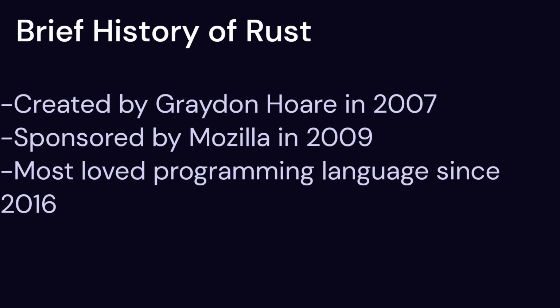Now, let's do a brief history of Rust. Rust started as a side project of Graydon Hoare in 2007, who named it after the Rust fungus. It was sponsored by Mozilla in 2009 and has been ranked the most loved programming language every year since 2016 by the Stack Overflow Developer Survey. Fans of Rust are affectionately known as Rusticians. And yes, this programming language actually has fans.